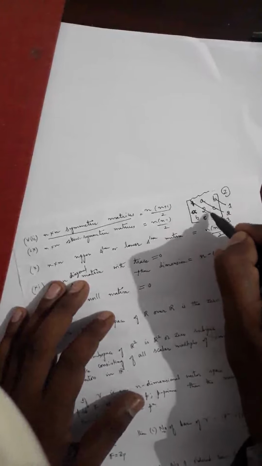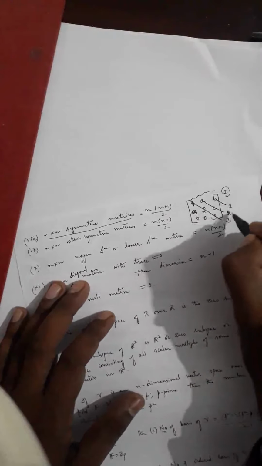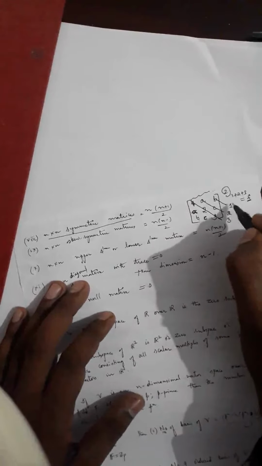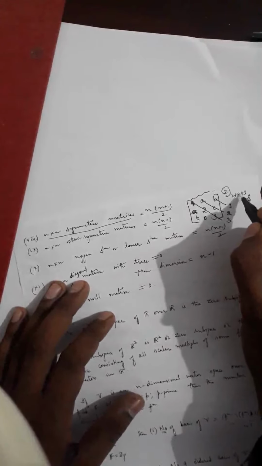Count the ones above and below. In the sense, it is 1 plus 2 plus 3 for 3 cross 3. So it is nothing but 6. If I have 4 cross 4, it will be 1 plus 2 plus 3 plus 4.